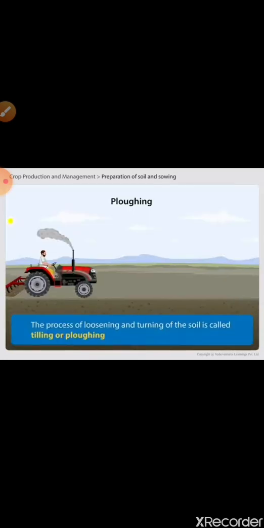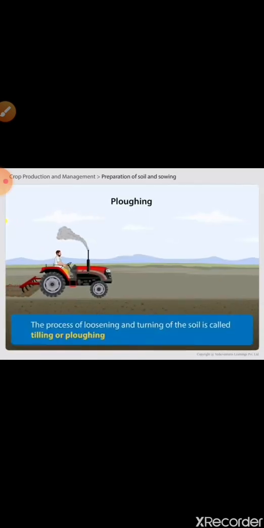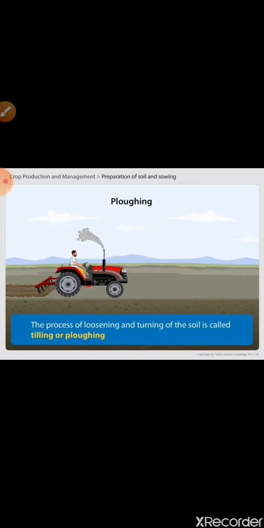Let's discuss the next tool, that is cultivator. Children, this is a cultivator and this is a better tool in comparison to these two tools because this tool can be attached to the tractor also, which can increase the speed.